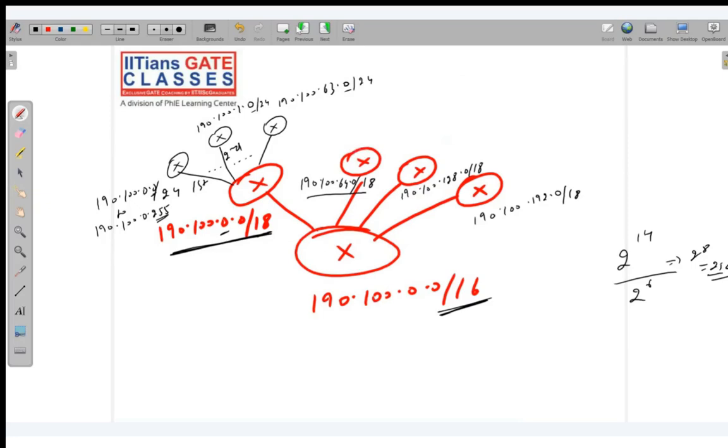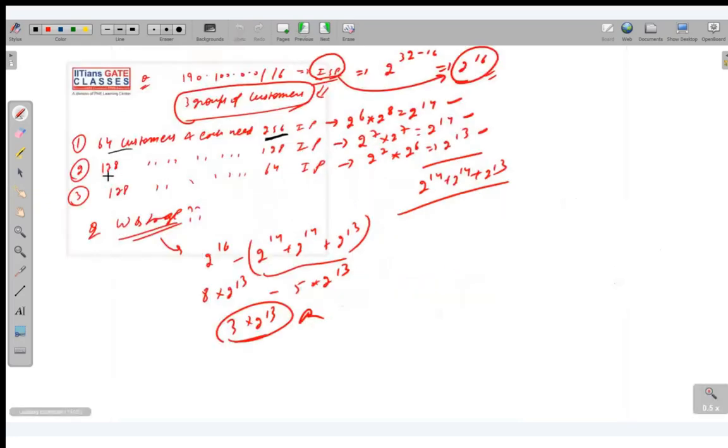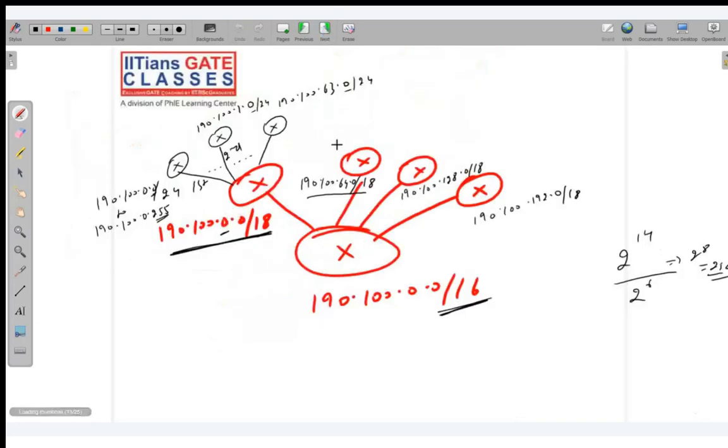Okay, so now next is 128 customers, each needing 128 IP addresses. So now what are we going to do? Now this router or this organization has been divided into a total of 128 organizations. This was the 64th organization, so this will be the 128th organization. So first organization, second organization, and so on. And each needs how many IP addresses? 128 IP addresses. So from where will we start?